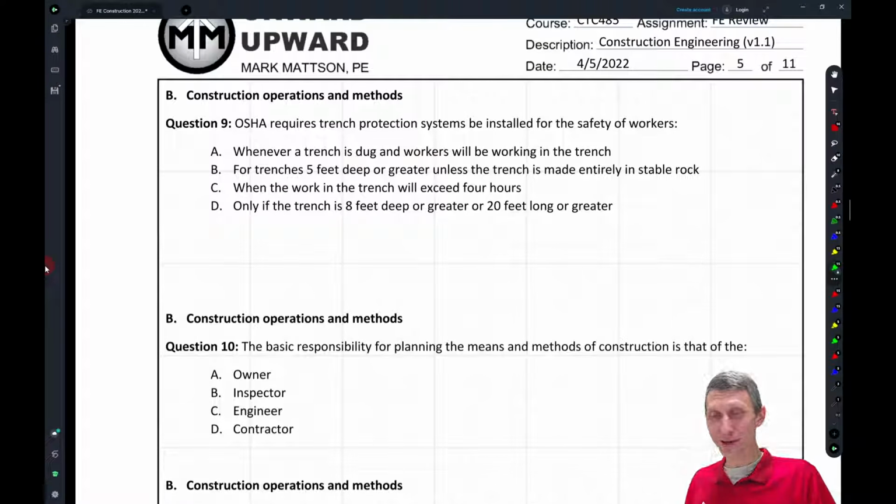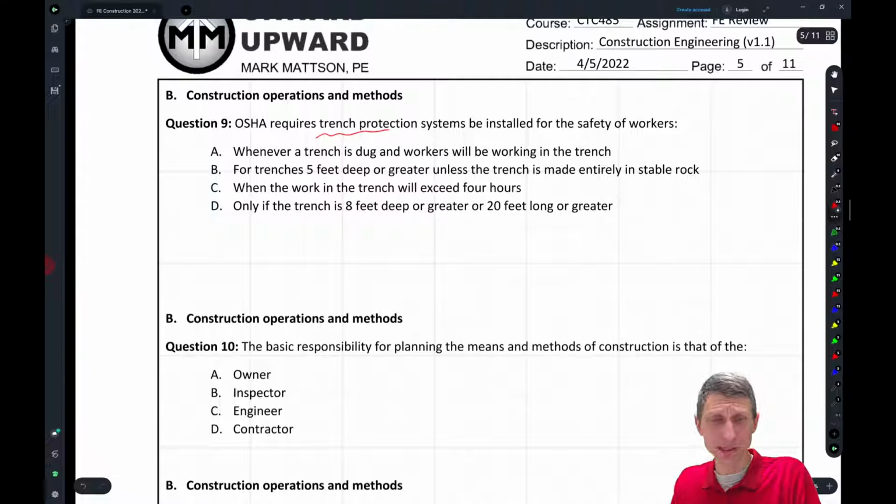OSHA requires trench protection systems be installed for the safety of workers whenever a trench is dug, or only if the trench is 5 feet deep or greater, when the work in the trench will exceed 4 hours, or only if the trench is 8 feet deep or 20 feet long or greater. Okay, so which one is it? Well, what is trench protection?